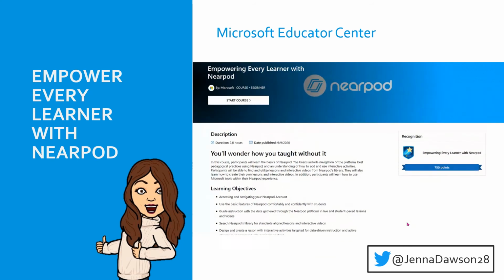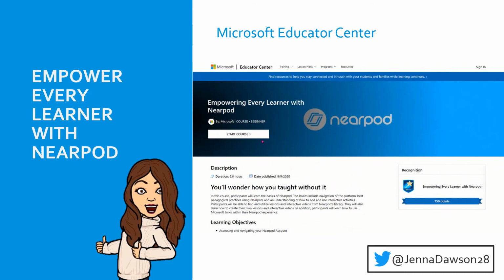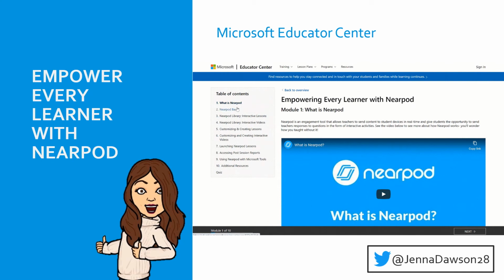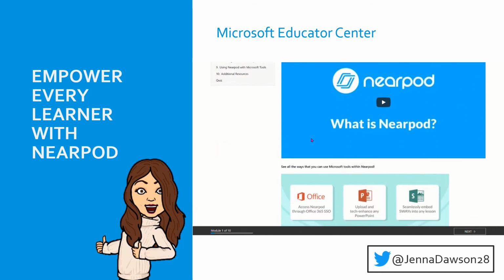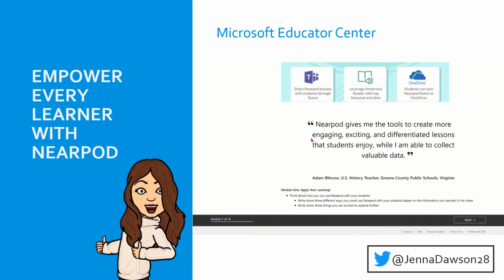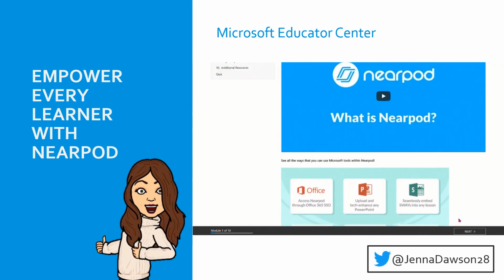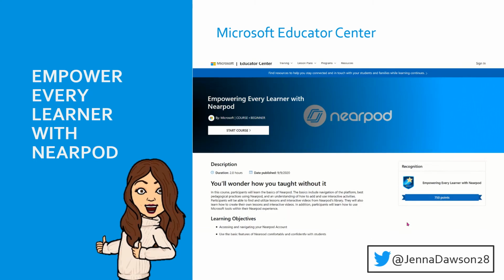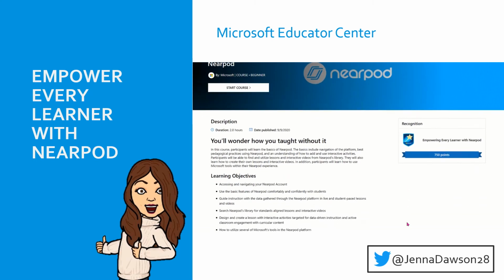empower student learners. You can start the course by clicking on the button that says Start Course, and you can view all of the contents within the course by looking at the table of contents. The pages consist of videos, resources, and interactive activities. You can navigate through the course by clicking Next on each of the pages. At the end, you will be asked to complete a quiz where you will then be awarded points and a badge within the Microsoft Educator Center.